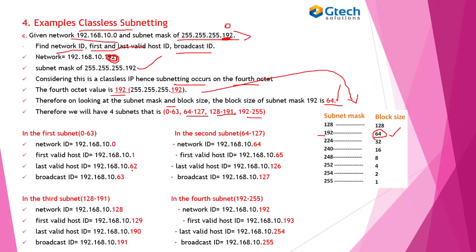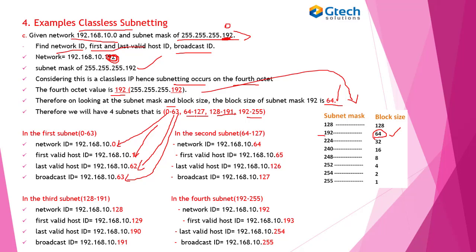In the first subnet, the network ID will be, we take just this first value and place it here. Then the first valid host ID, we take the second value and insert it here. The last valid IP address, we take the second last value, then insert it here, which is 62. Then the broadcast ID, we just take the last value. Okay, the same way we did earlier.